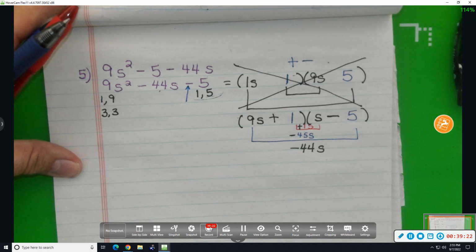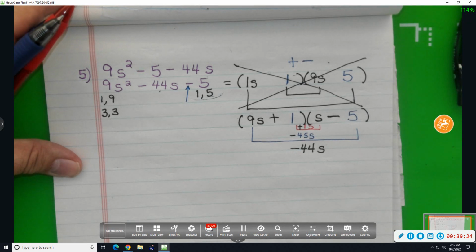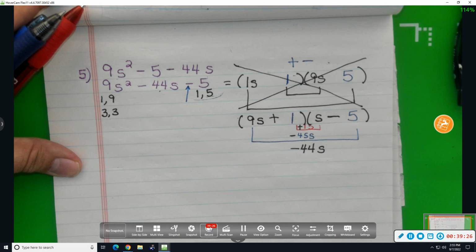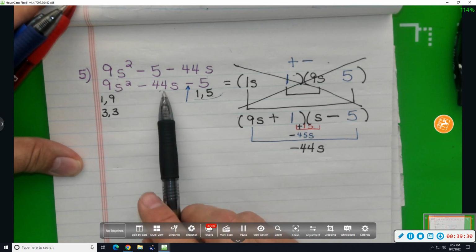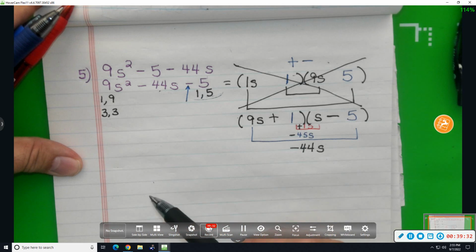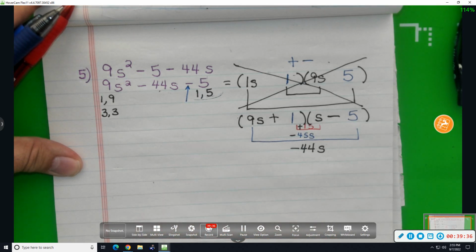One way to see if it's right is you can type it in, but you can also FOIL it out. FOIL it out and see, are we getting 9s squared minus 44s minus 5? We sure are. This is a trial and error process.